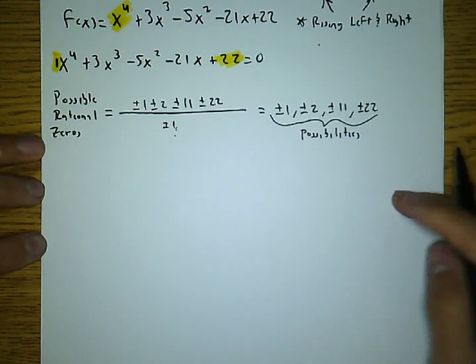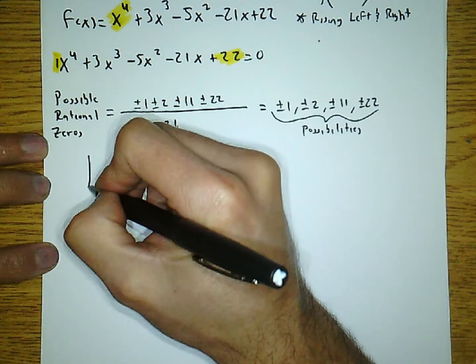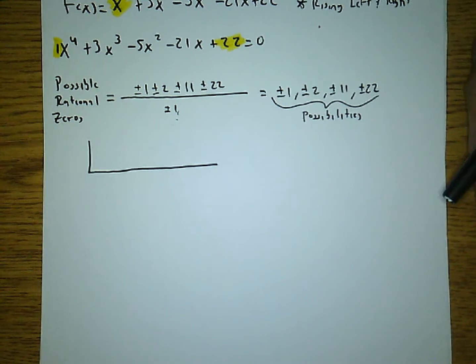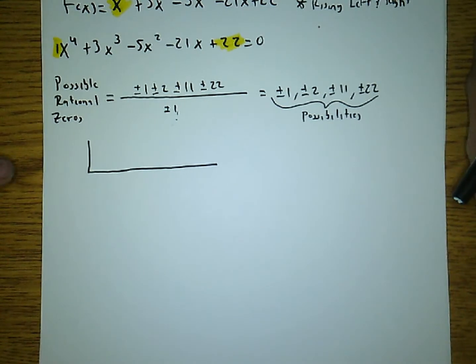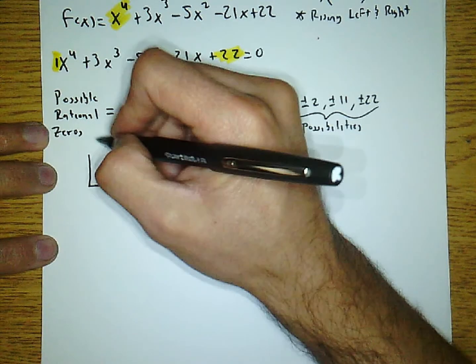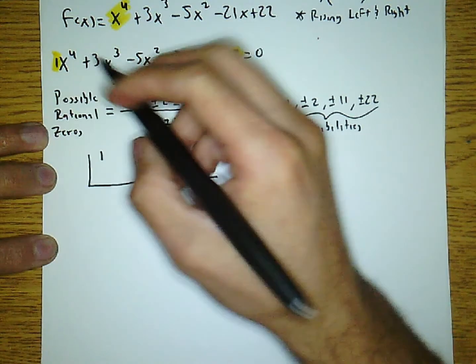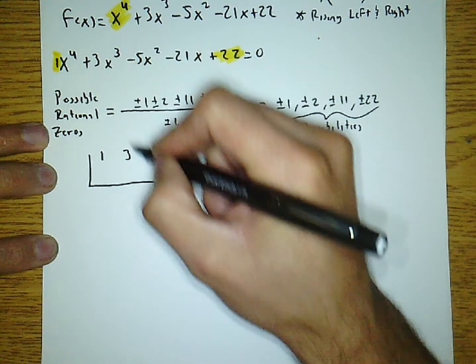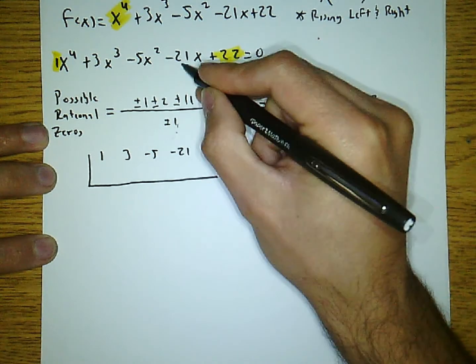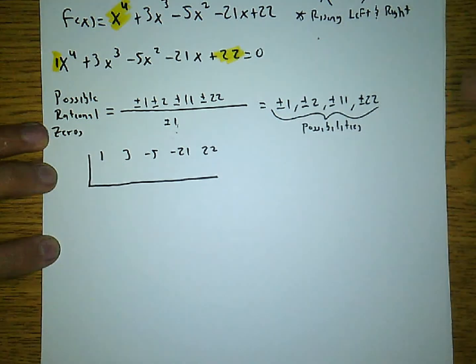So now we're going to use synthetic division to help us figure out which ones are actually zeros. Remember, we can use the idea of the remainder theorem to help us out. The remainder theorem tells you that whatever the remainder is, that's what the evaluation would be at that point. So in other words, if we want to figure out whether or not this is a zero, the remainder should be 0. Okay, so let's go ahead and set this up. We're going to put a 1 here for the coefficient of x to the 4th, a 3 for the coefficient of x to the 3rd, a negative 5 for x squared, a negative 21 for x to the 1st, and then a 22 for x to the 0.